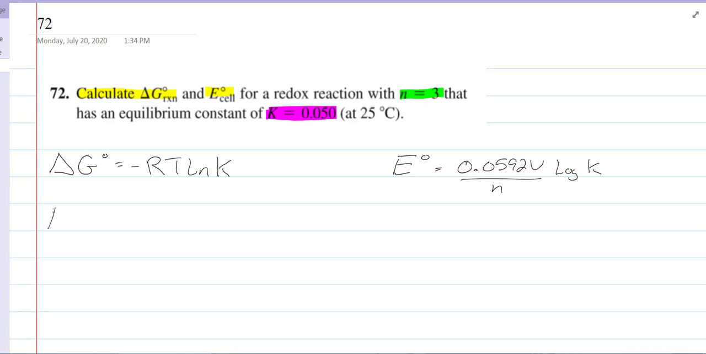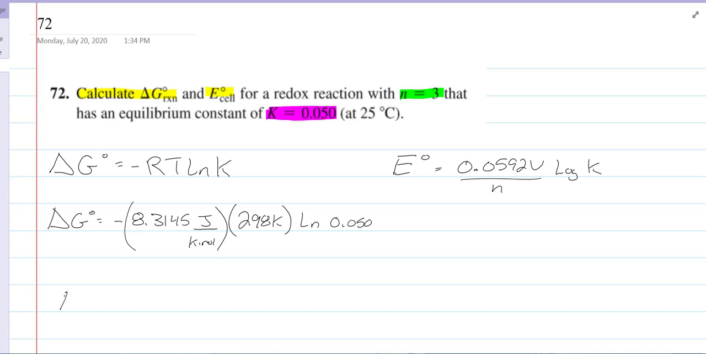Let's look first at delta G. Delta G equals negative 8.3145 joules per Kelvin mole. Of course, we're at the magic 25 degrees Celsius, which is 298 K, times the natural log of 0.050. So if I put that in my calculator, I should get 7,422 joules, or 7.4 kilojoules, which is a positive number. If we look, K is less than 1. If K is less than 1, we are reactant favored, so the forward direction is non-spontaneous. So, it works.